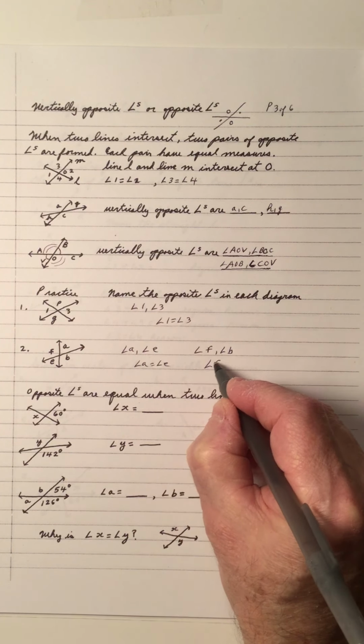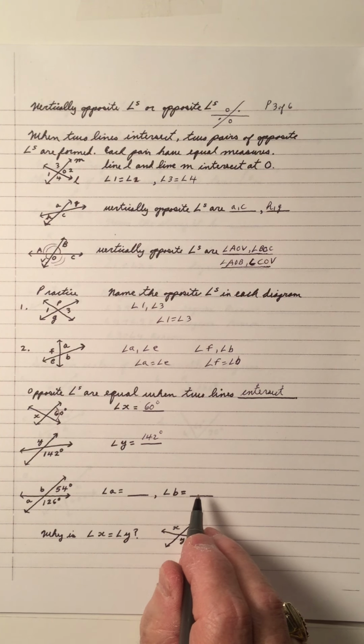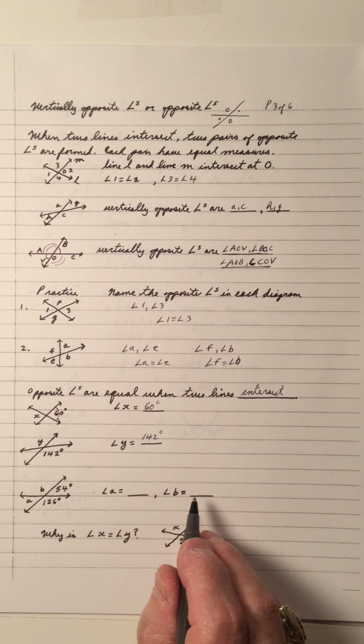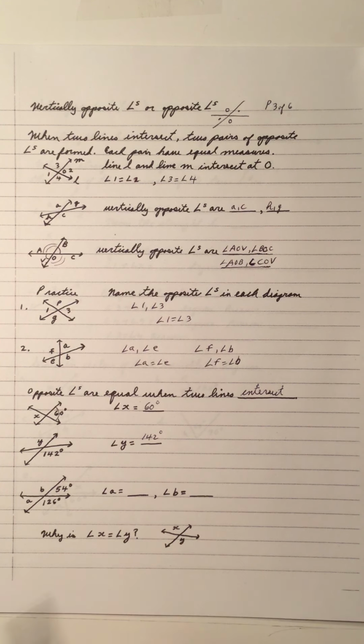So here's two lines intersecting. If that angle is 60 right there, then X is 60, because they're equal. Two lines intersect again, crisscross, and angle Y is 142, because of vertically opposite angles. I'm used to saying vertically opposite angles, but some people say opposite angles. So if I say vertically opposite all the time, you know what I'm talking about.